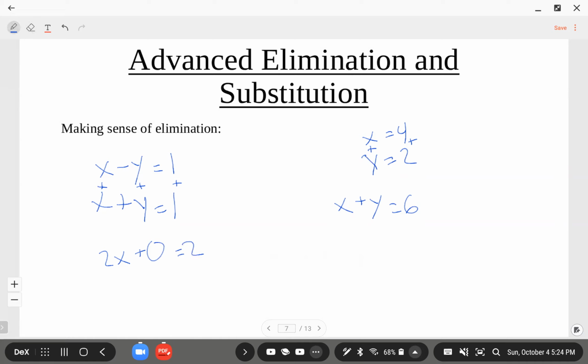Now from here, you can solve the equation, right? So we get 2x equals 2. Now we want x by itself, right? And how do we get x by itself? We divide by 2, because x is multiplied by 2. We have to divide by 2 to get x by itself. But to keep it equal, because this is an equation, both sides have to be divided by 2. x equals 1.